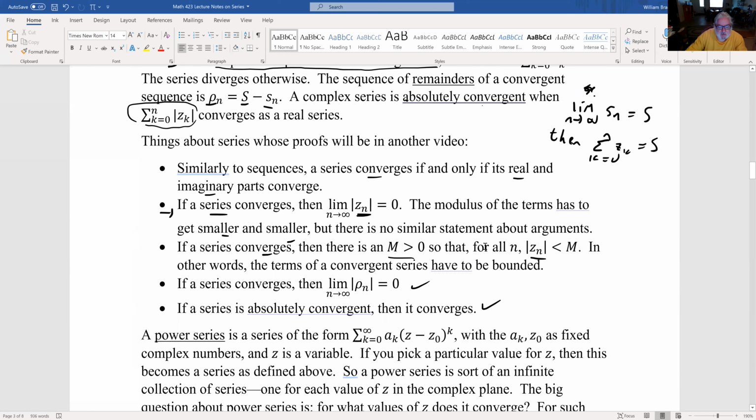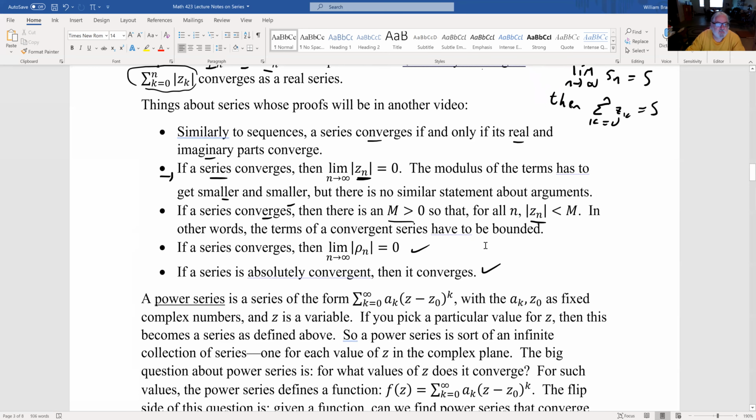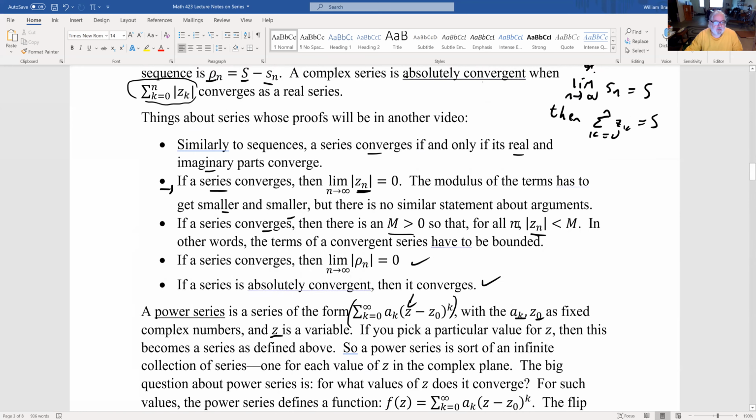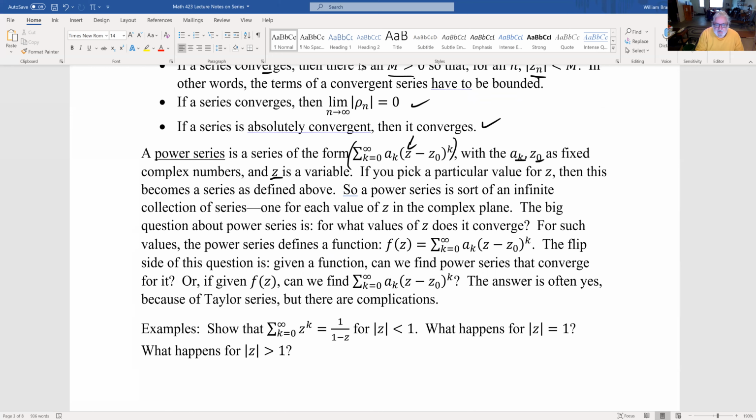Again, it's sort of saying that convergence is a lot more dependent on distance than it is on argument, because absolute convergence just depends on the modulus of things. Great, so now a power series. A power series is a series that looks like this. The a_k and the z0 are fixed complex numbers, and z is a variable. So our previous definition of series had the z_k as just complex numbers. If you pick a particular value for z and plug it in, then you get a series like in the previous definition. So a power series is a way to think about an infinite collection of series.